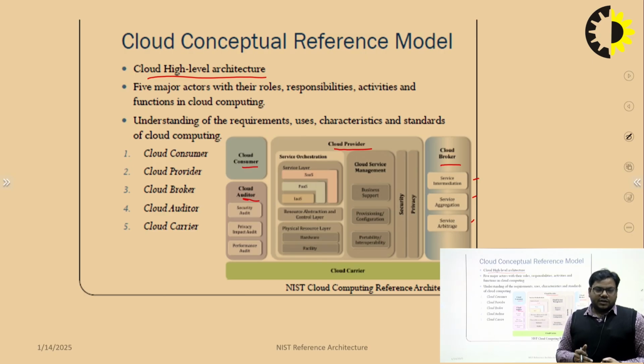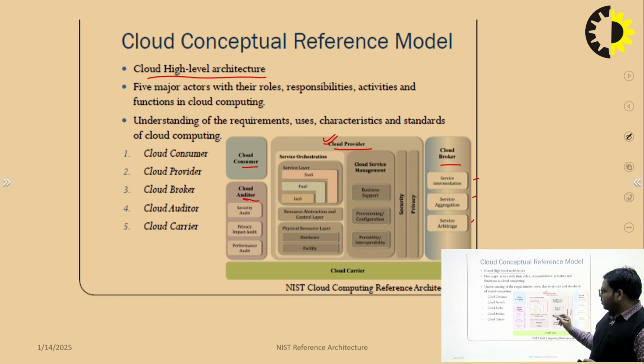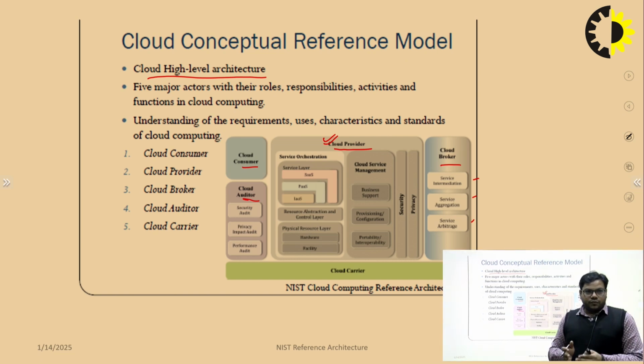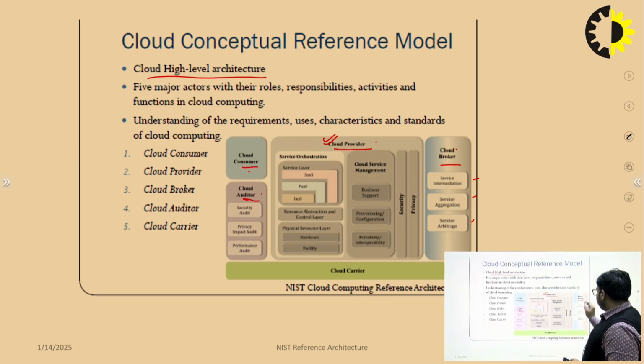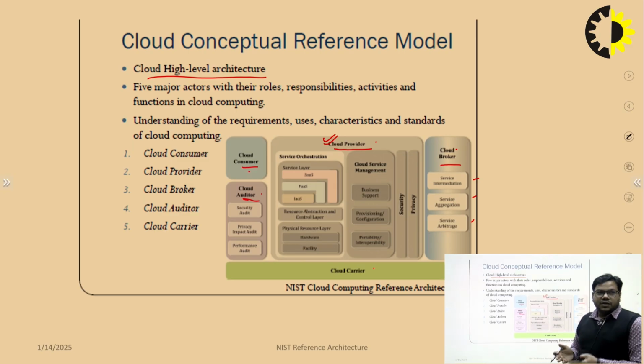In the low level architecture, the main focus is on services. For example, if we choose the cloud service provider, then in the low level architecture the focus would be on these small elements, how these activities are performed and how they work comfortably in correlation with each other. In the high level architecture, we focus more on the actors or entities, how they coordinate, and what major activities they perform in this model.